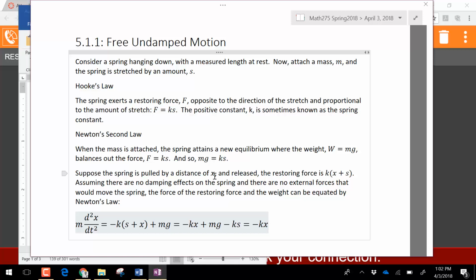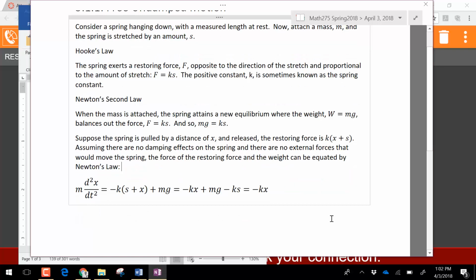We also have to think about the force as being the weight if you're in the standard measurement, the US standard. And then we can have the relationship between the forces as mg is equal to ks. And so we can come up with a differential equation by combining that.